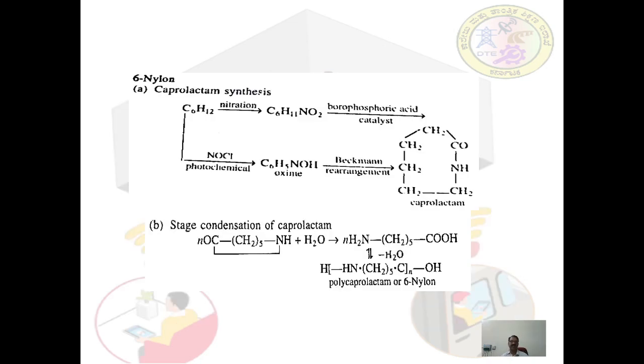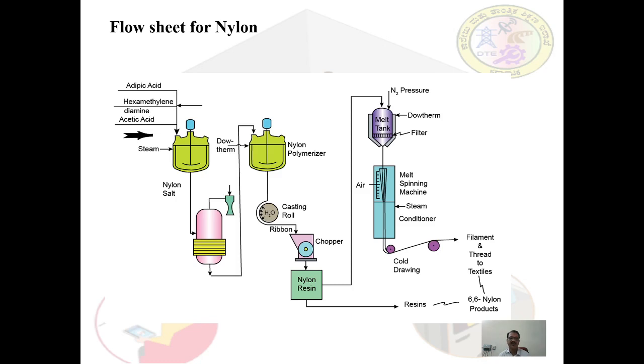The chemistry behind nylon 6 is here: hexyl benzene on nitration gives nitrohexanol. In presence of borophosphoric acid as catalyst, it forms caprolactam. This caprolactam on polymerization gives nylon 6. This is the flow diagram for the production of nylon 6 or nylon 6,6.